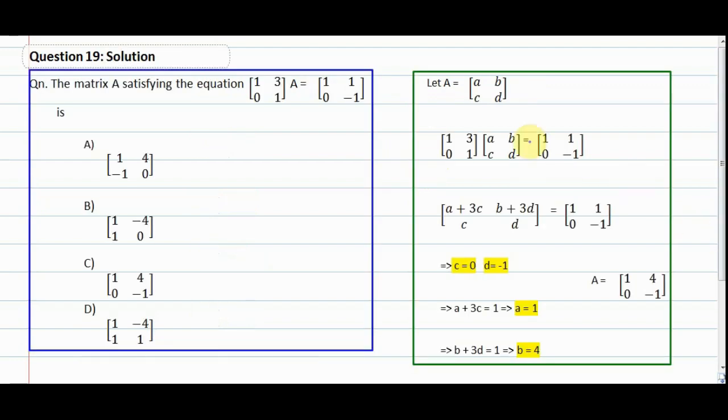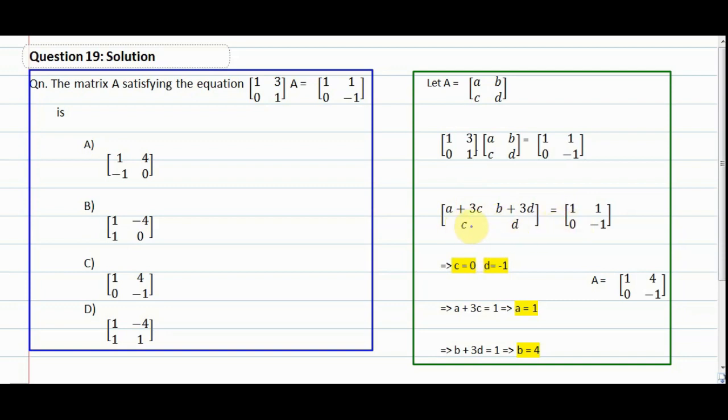Here we will assume that A is equal to a matrix of order 2 by 2, with elements a, b, c, d. We will multiply this matrix with the matrix we have here, that is 1, 3, 0, 1. Now perform the multiplication, and we will get a result like this. Now compare the elements on the left hand side and right hand side, in respective positions of these two matrices.